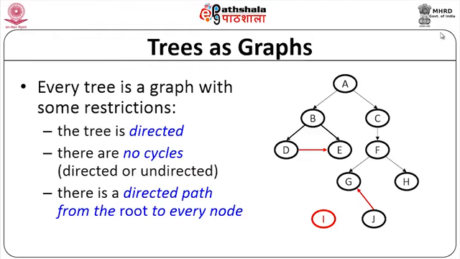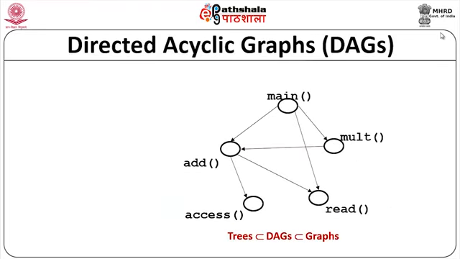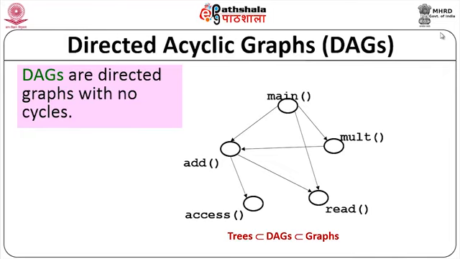So, the root is the starting point and you will have the direction like this. This is why you cannot have a disconnected component, you cannot have the red ones. D and E cannot be connected, and I and G cannot be connected. So, this is trees as graphs, those are the restrictions placed. Then you have directed acyclic graphs called DAGs. Trees are a subset, graphs is the superset, in that you have directed acyclic graphs, and under that you have trees. DAGs are directed graphs with no cycles, that is the only condition.